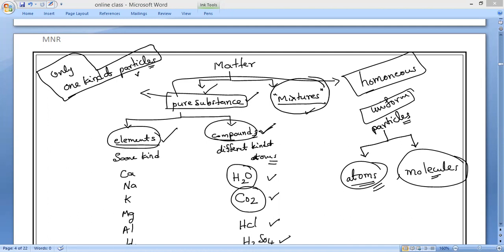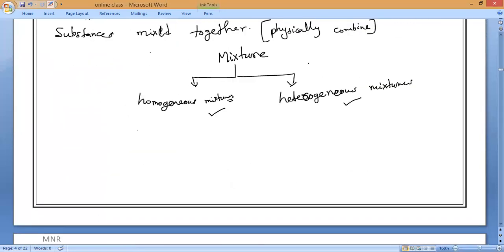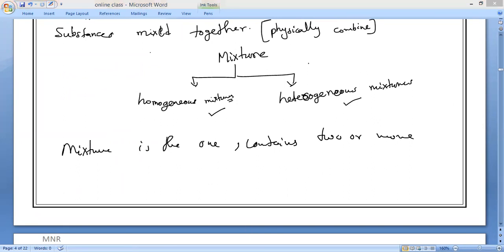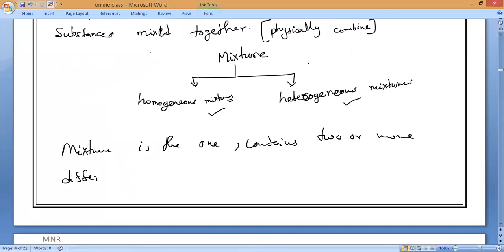A mixture is one which contains two or more different kinds of particles. A mixture is the one that contains two or more different kinds of particles. Ready? What happened? Not answering. Two or more different kinds of particles.